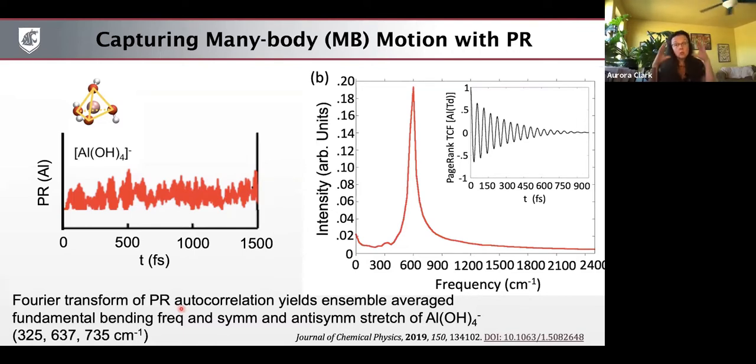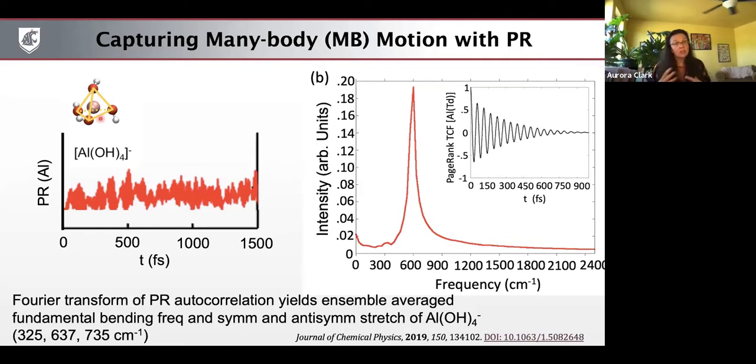So the normal modes, normally when we calculate vibrational motion, we do it by calculating the Hessian and then diagonalizing the Hessian and obtaining what we call the normal modes that represent these group motion frequencies. And so these frequencies can occur in both symmetric and antisymmetric ways in the aluminate, where all of the OHs go in and out at the same time versus some going in and out at opposite times. But the PageRank is capturing the ensemble average of all of them. And so what this is telling you is that PageRank is capturing this many-body motion of the OH groups vibrating and bending around the aluminum.